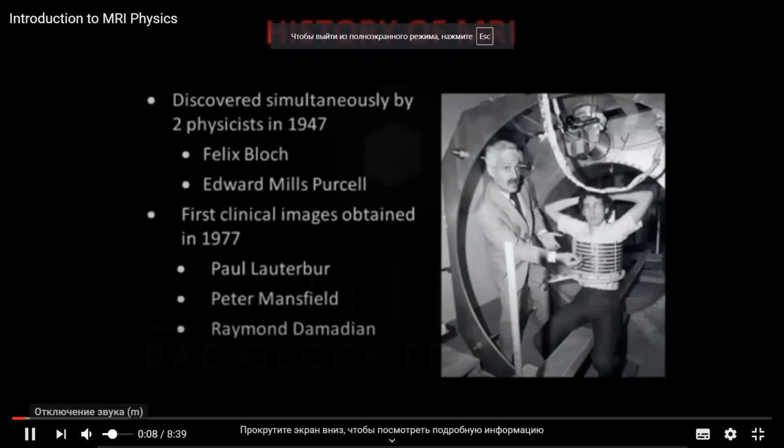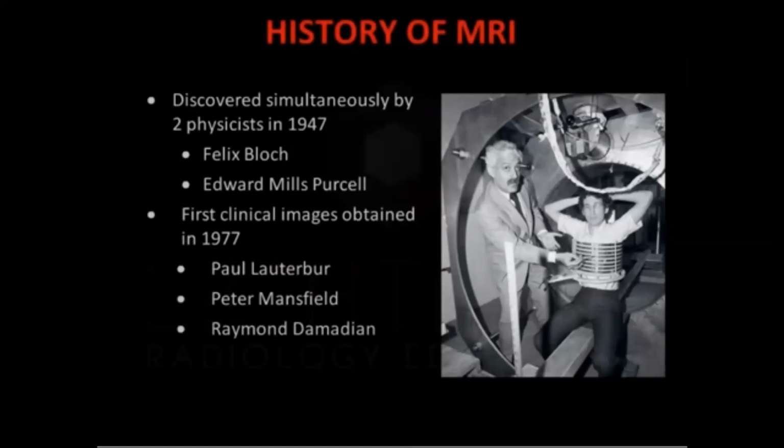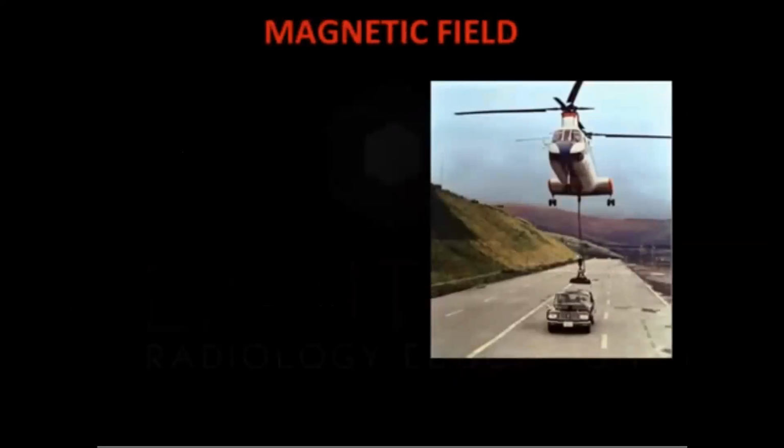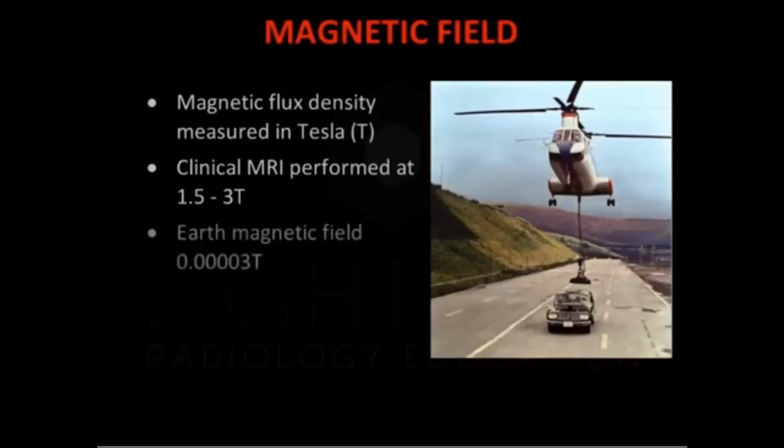MRI was discovered in 1947, simultaneously by two physicists, Felix Bloch and Edward Purcell. The first clinical images were obtained in 1977. MRI uses magnetic fields and radio frequencies, rather than ionizing radiation used in X-ray and CT. The magnetic field strength of an MRI machine is measured in Tesla. The majority of MRI systems in clinical practice are 1.5 or 3 Tesla, referred to as 1.5 or 3T. These produce an extremely strong magnetic field, up to 50,000 times that of the Earth's magnetic field. An electromagnet of similar strength would be able to pick up a car.